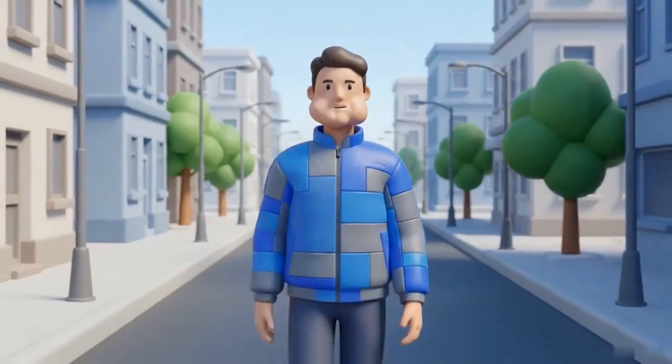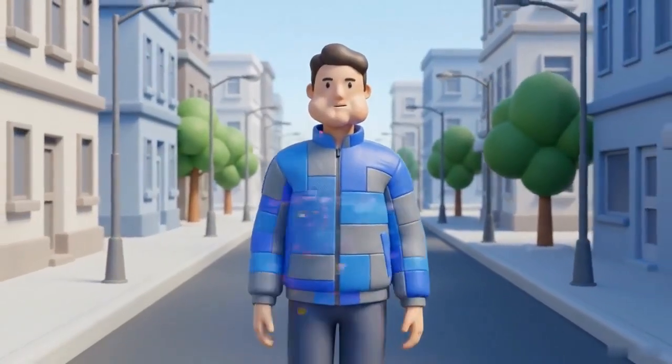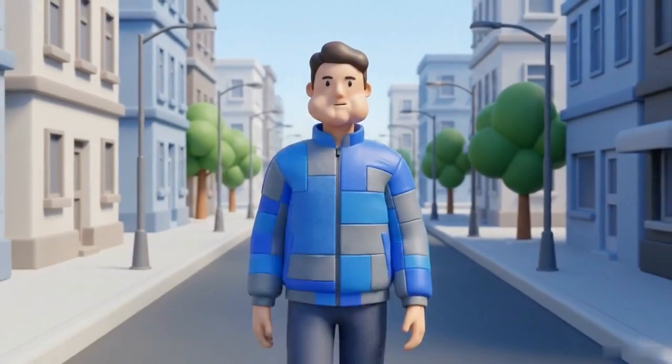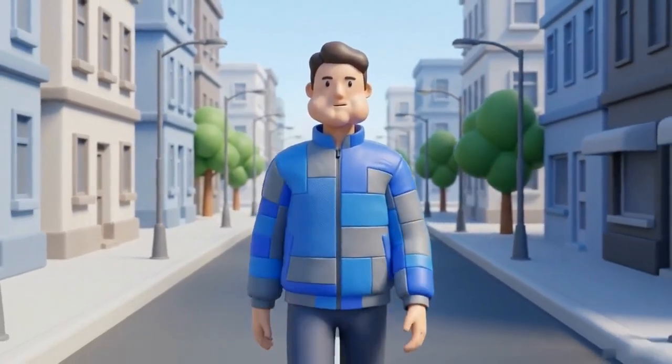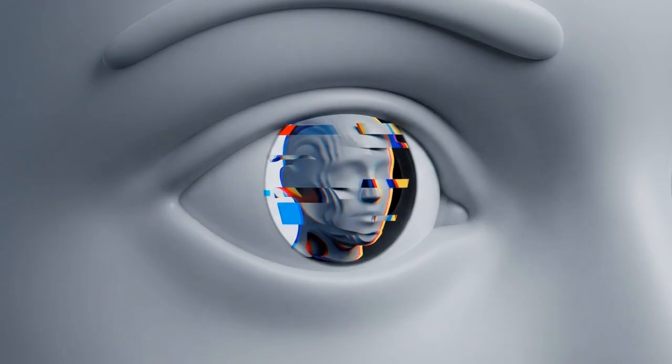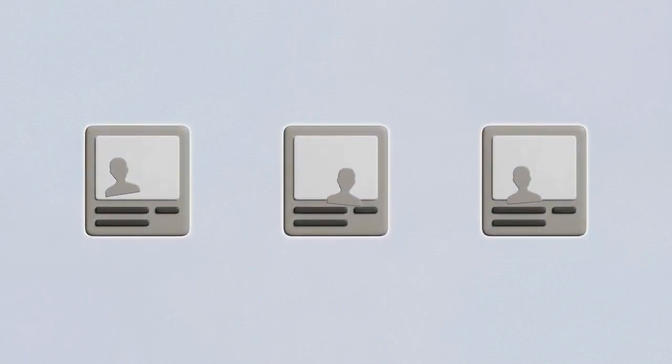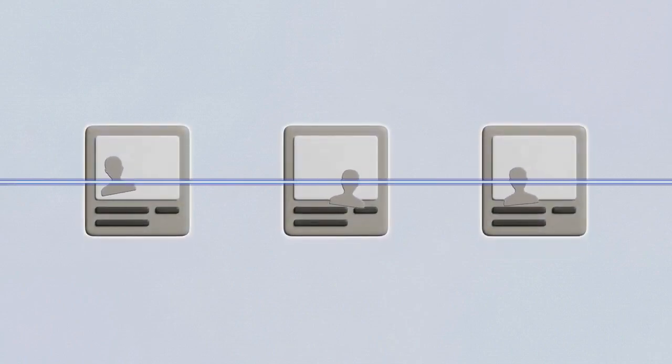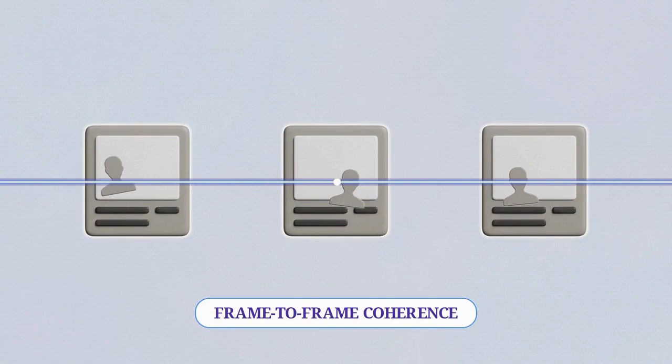But look at this older generation of footage. Notice how the face and clothing unnaturally morph and shift with every step. This visual instability, the weird AI look, has constantly ruined the immersion of generated videos. Google's Gemini Omni FLASH model targets this exact problem by prioritizing frame-to-frame coherence.